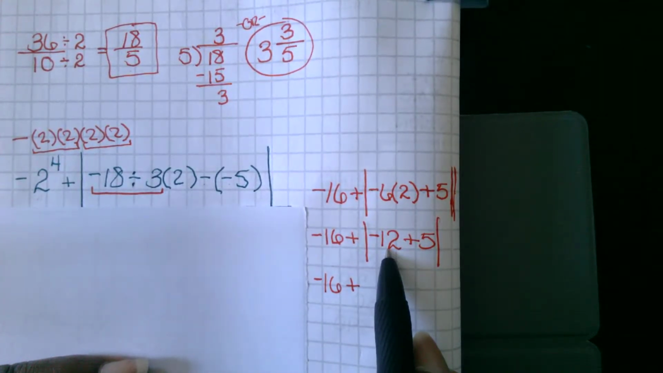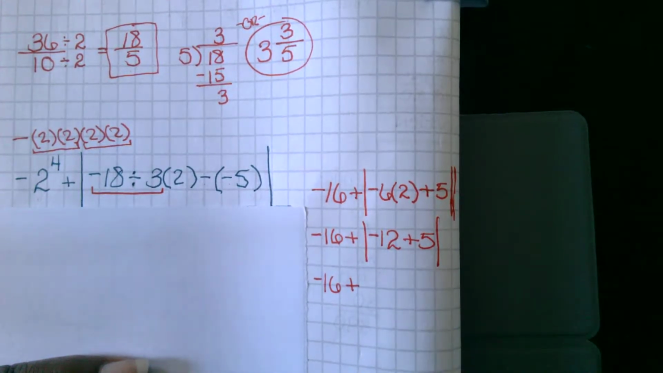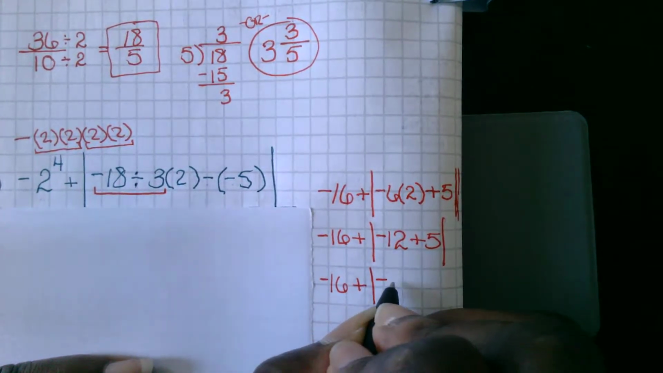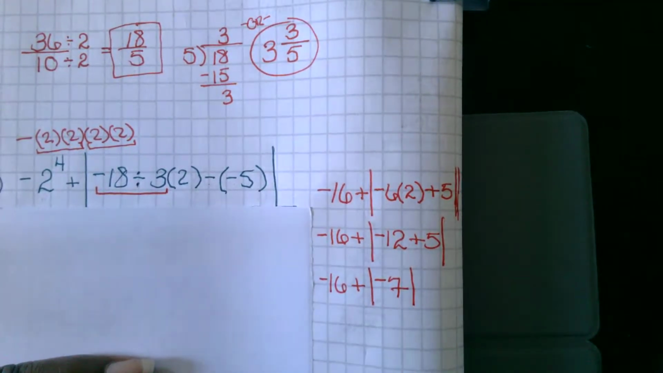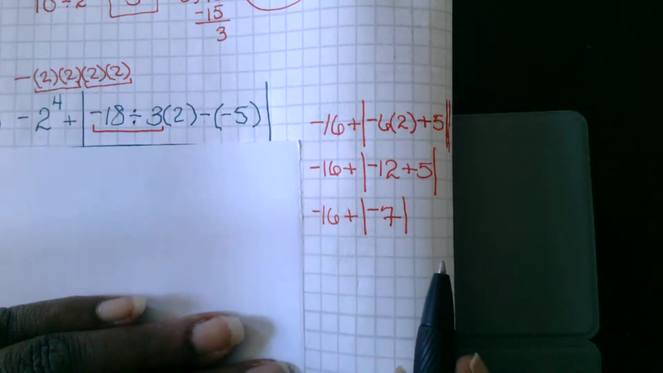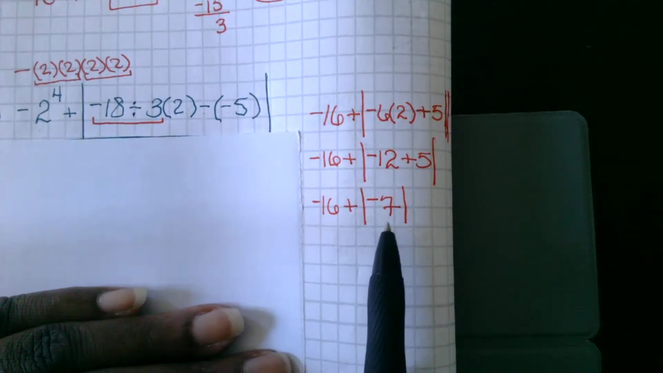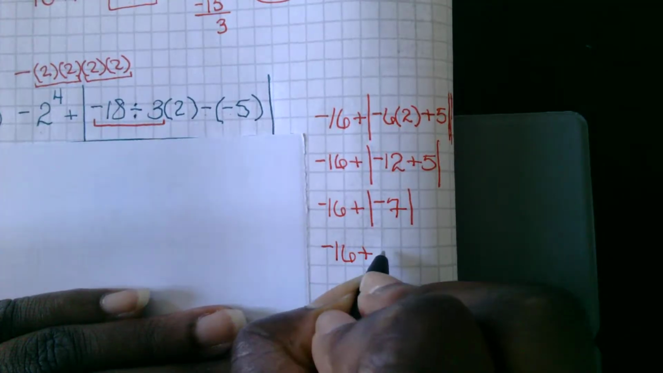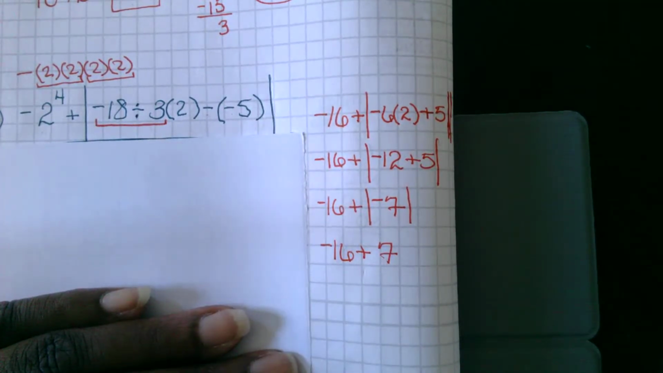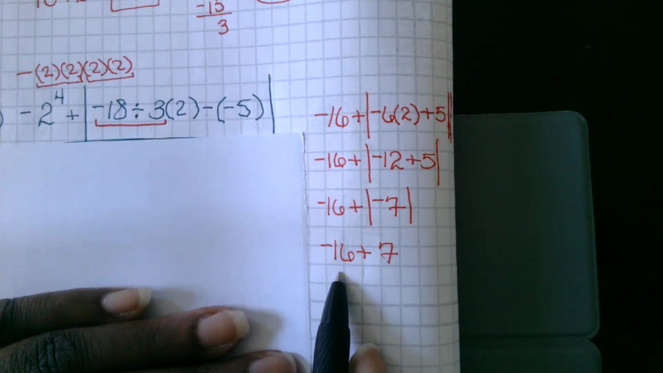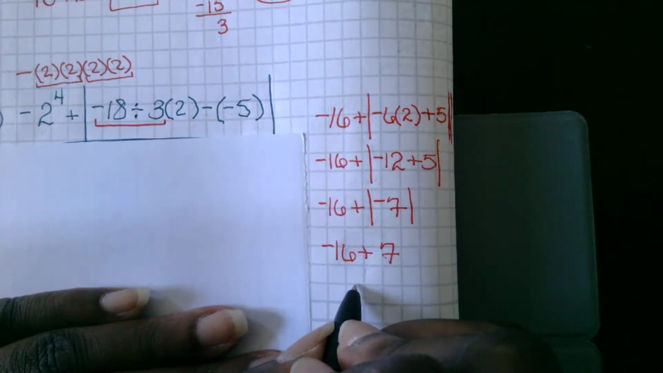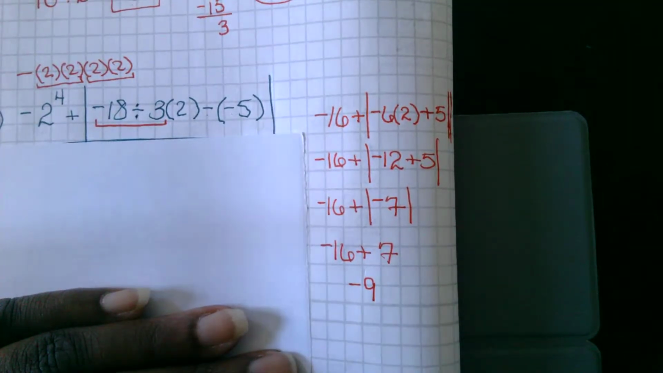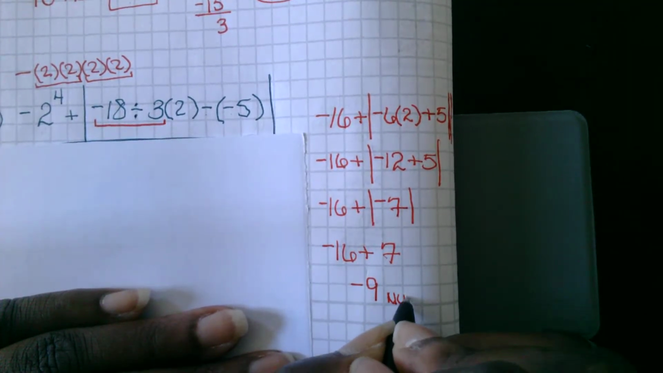plus -12 plus 5. If you owe me $12 and you gave me 5, we're looking at an absolute value of -7. But just like we mentioned earlier, the absolute value of a negative number is always going to give you a positive. So now we got -16 plus 7. That gives us a -9. And that's your numerator.